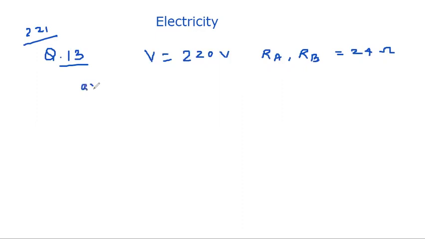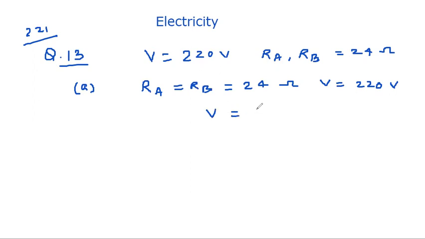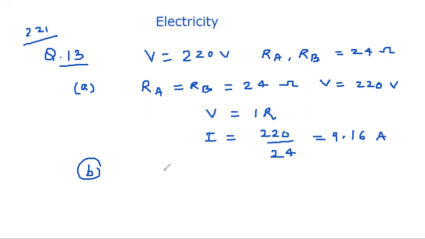So case A, when one resistance is connected, like RA or RB, 24 ohm, and V is 220 volt. According to Ohm's law, V equal to IR. So here I is to be found. So 220 divided by 24 will give 9.16 ampere.